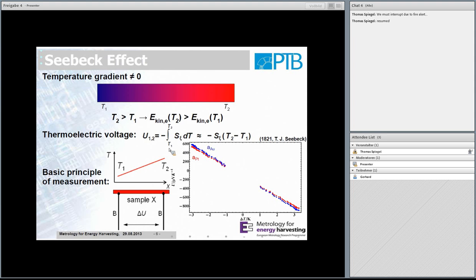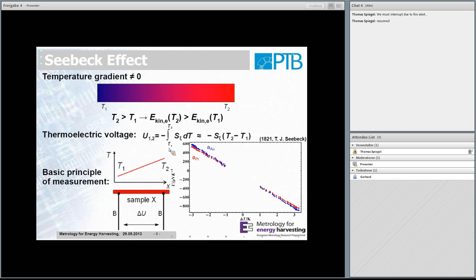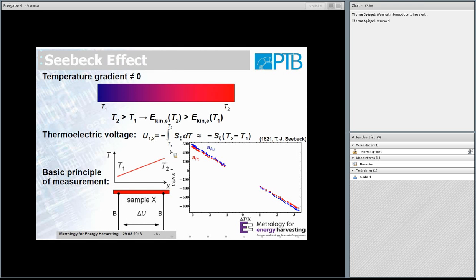And if the temperature difference is quite small, or the Seebeck coefficient itself is constant, you can simply take it out of the integral and get this simple equation. And this was all covered long ago by Seebeck himself. Basically, this sounds very simple. You practically have to measure the temperature gradient, get the voltage drop, and you're ready.